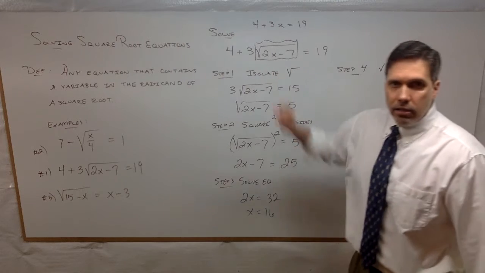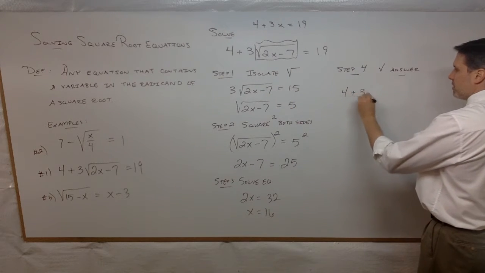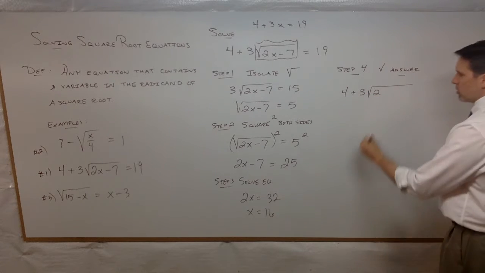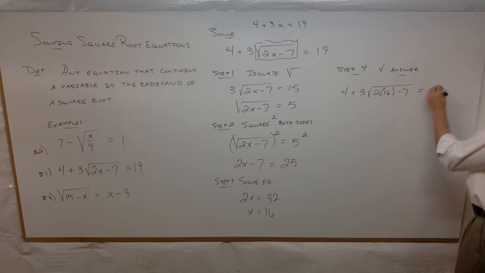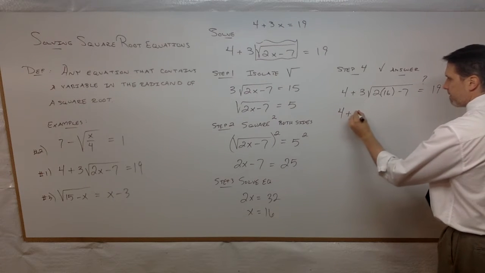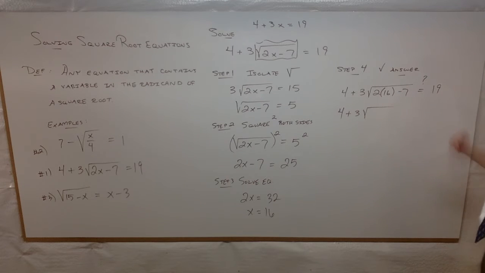You got to check it back in the original equation. So if I took 4, added 3 times the square root, 2 times, I'm saying my answer is 16, subtract 7. I'm asking the question, does that equal 19? Well, 2 times 16 is 32. And 32 minus 7, let's calculate that radicand.